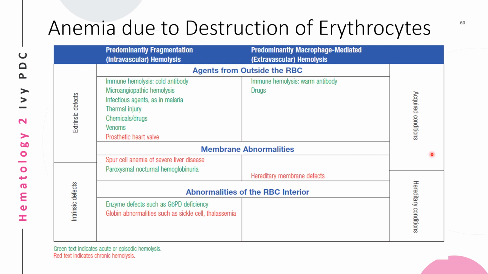And then acquired conditions, and this is everything on top, would often become acute, acute hemolysis seen in green writing. Furthermore, the intrinsic defects, so that's all of these, are caused by hereditary conditions, while extrinsic factors lead to acquired hemolytic disorders.